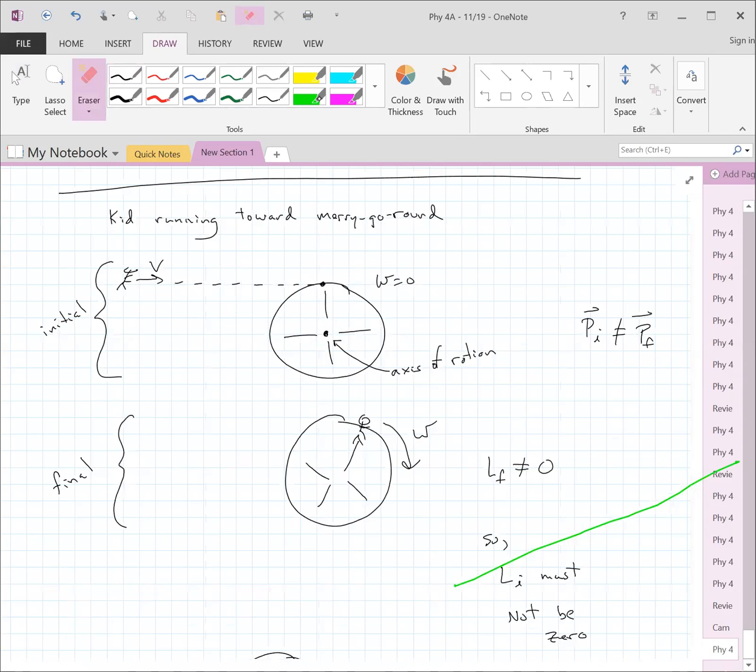But if this is a frictionless axle, then there's no net torque on the system. And the kid jumps and gets on the merry-go-round, and it's free to rotate. And so there's no torque. And because the sum of the torque is 0, L initial is equal to L final.